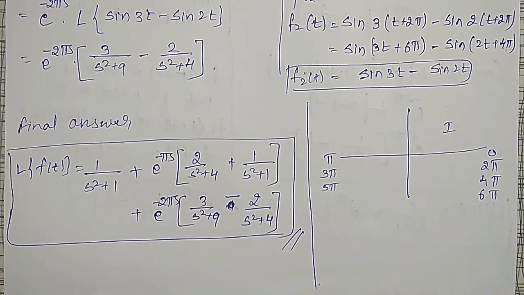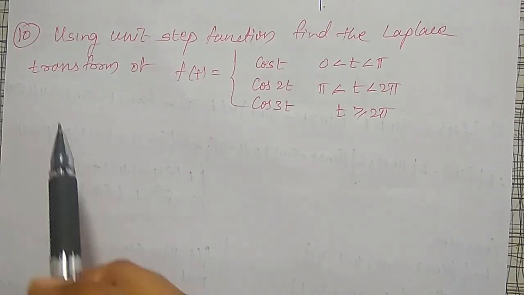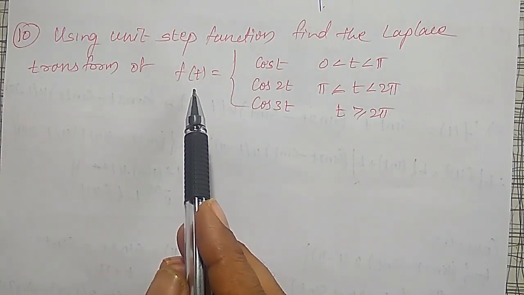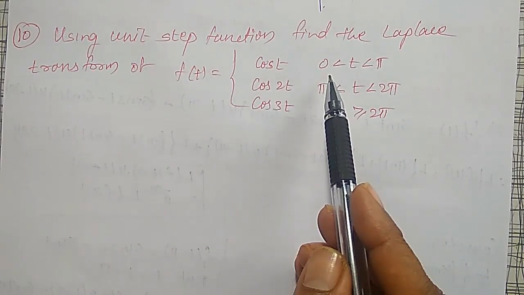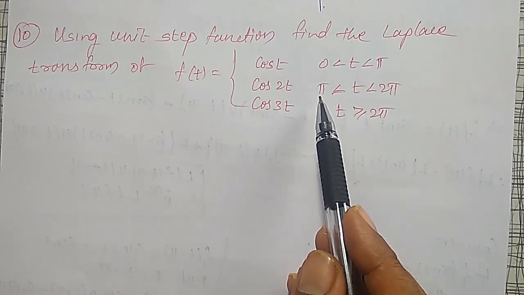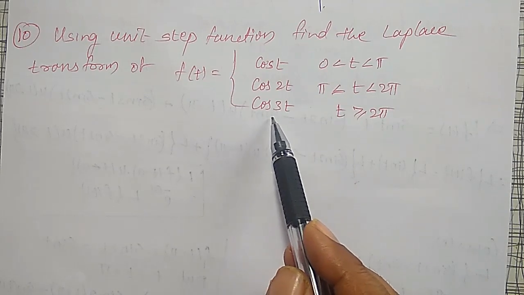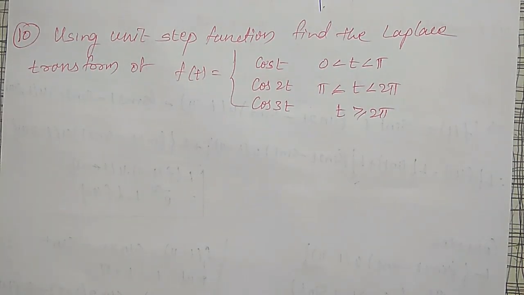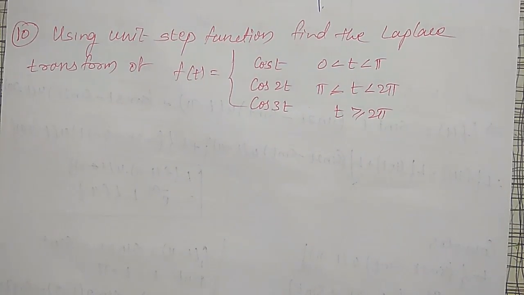Like this, one example I am going to give you. The next example is using unit step function. Find the Laplace transform of f of t equal to cos t between 0 and pi, cos 2t between pi and 2 pi, and cos 3t for t greater than 2 pi. Just pause the video and try to solve this and check the answer.